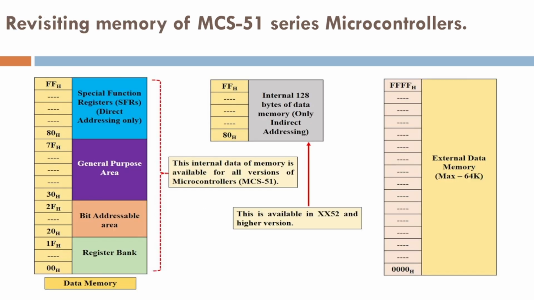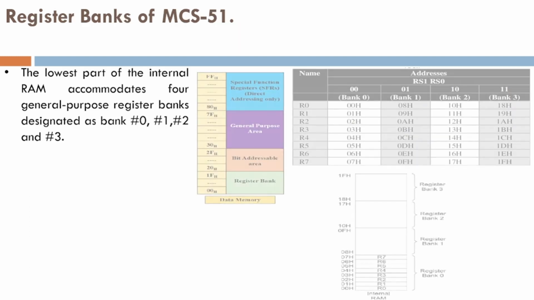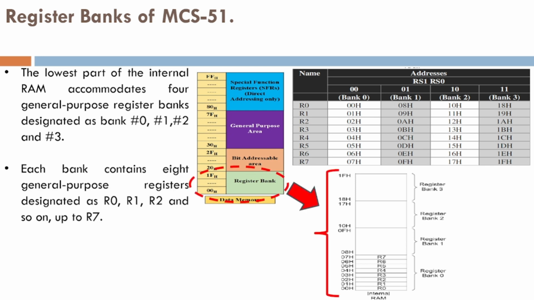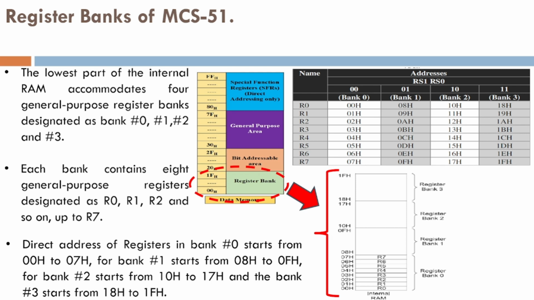Let us revisit the memory architecture of MCS 51. The range 00H to 1FH is reserved as register banks. The MCS 51 microcontroller architecture typically offers 4 register banks designated as Bank 0, Bank 1, Bank 2, and Bank 3. Each bank consists of 8 general-purpose registers, denoted as R0 to R7.